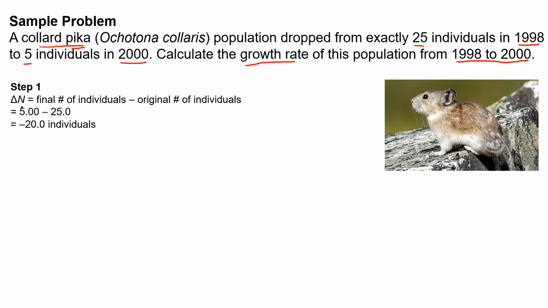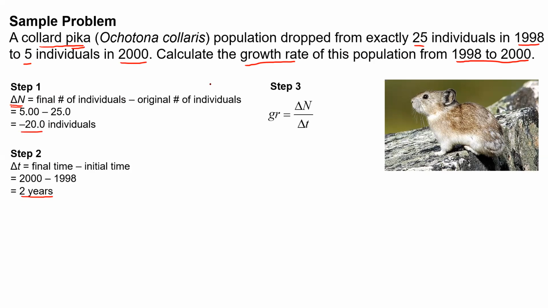Well, we first of all calculate our change in numbers. Now notice the final number minus the initial is going to give me a negative number here. And my change in time is 2 years. So when we substitute into my growth rate, I have negative 20 individuals over 2 years, negative 10 individuals per year.